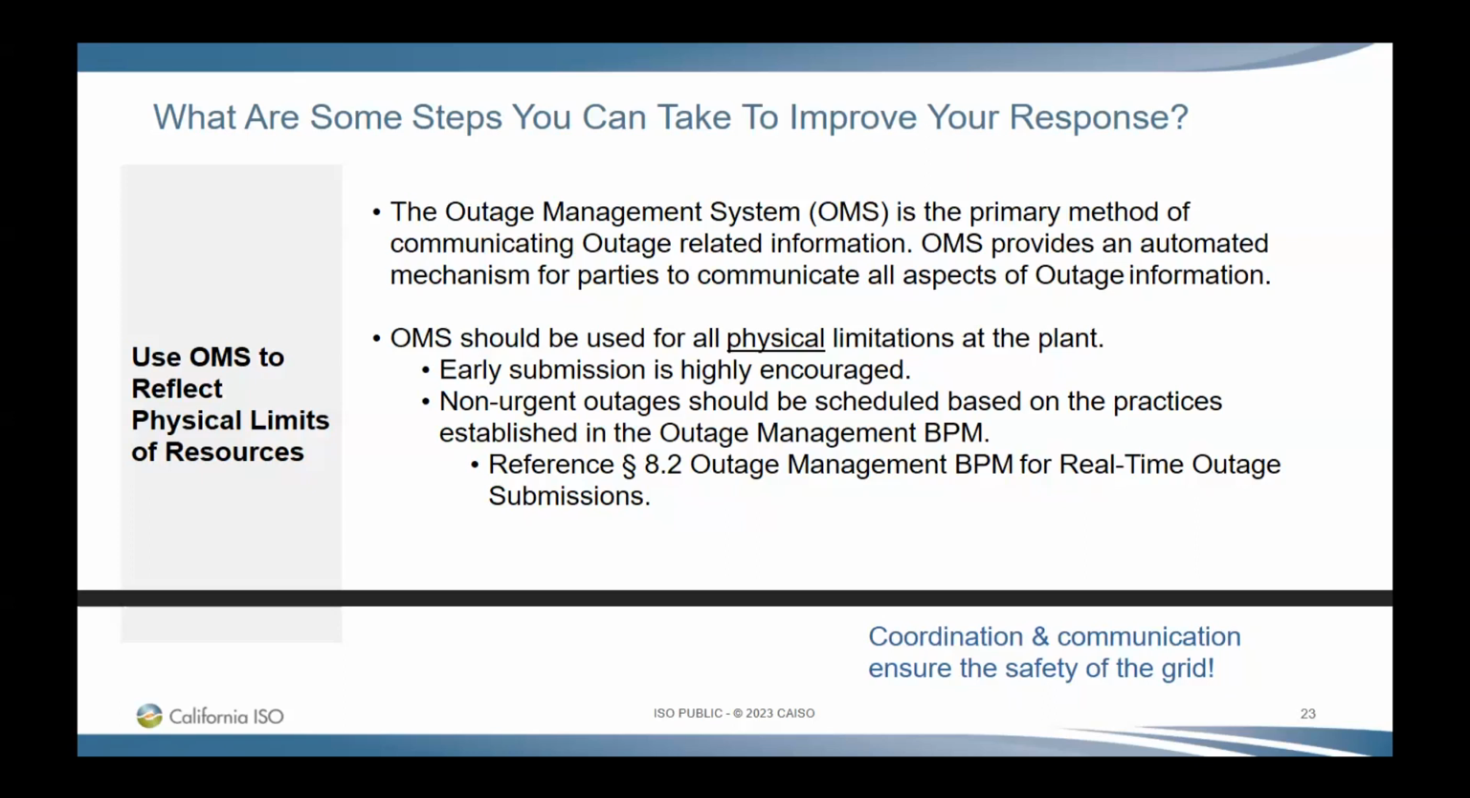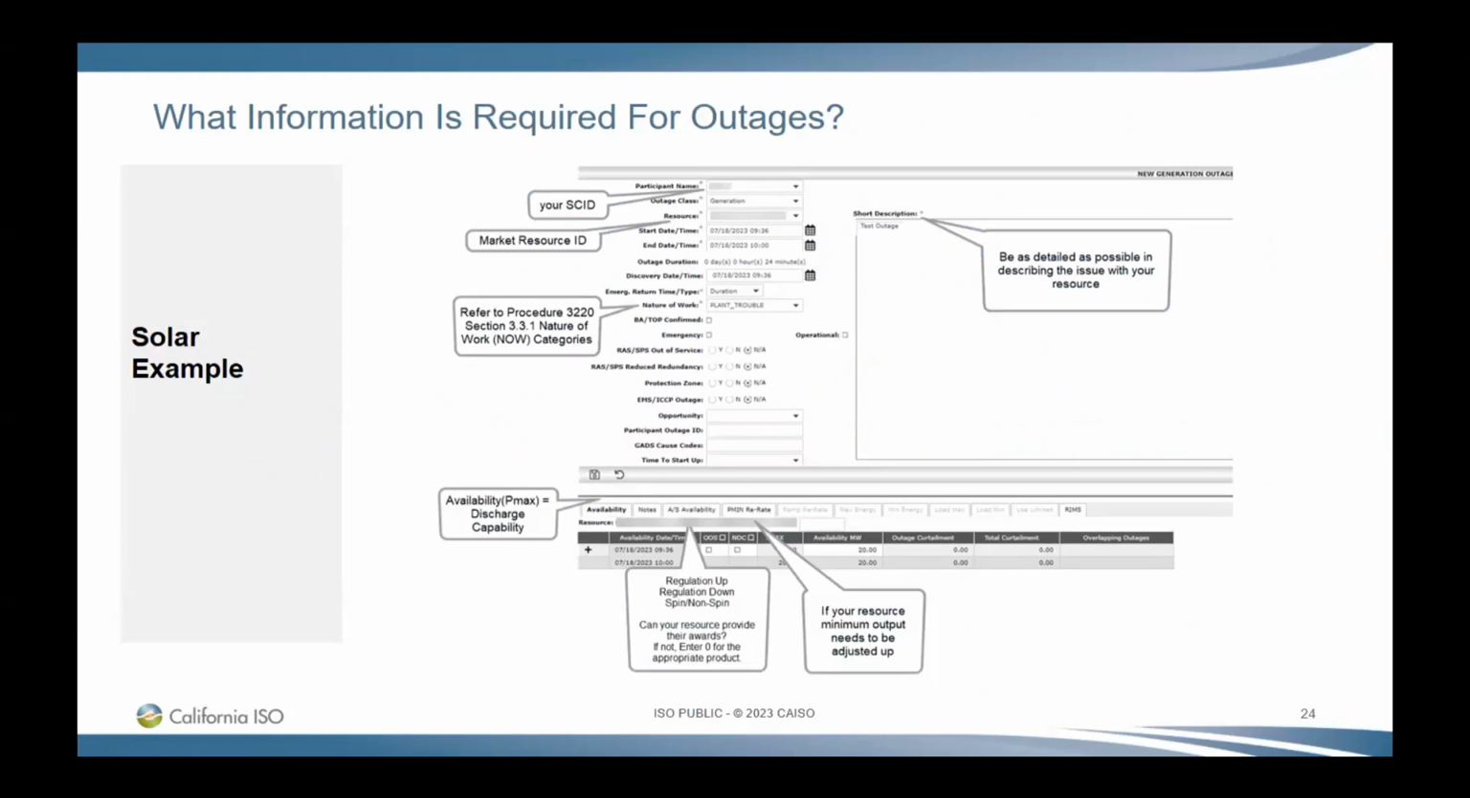Again, it's really key that coordination and communication are maintained for the safety of the grid. That's why having this information in there as early as possible, and as accurate as possible, is very important. So to make sure that you're aware of what kind of information needs to be put in, especially for the variable energy resources, we've got a couple of examples here.